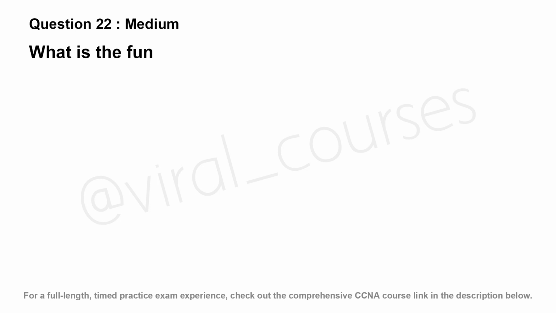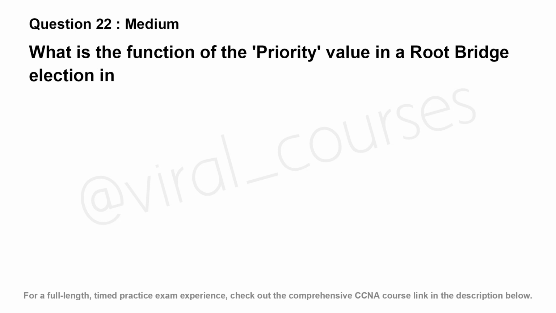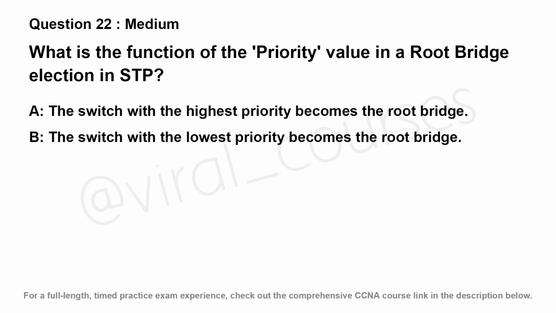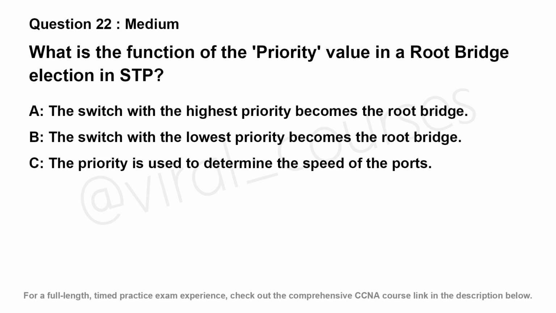What is the function of the priority value in a root bridge election in STP? Option A. The switch with the highest priority becomes the root bridge. Option B. The switch with the lowest priority becomes the root bridge. Option C. The priority is used to determine the speed of the ports. Option D. The priority determines the VLAN ID.